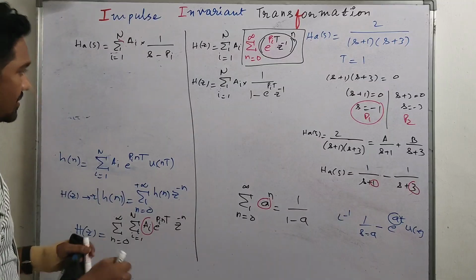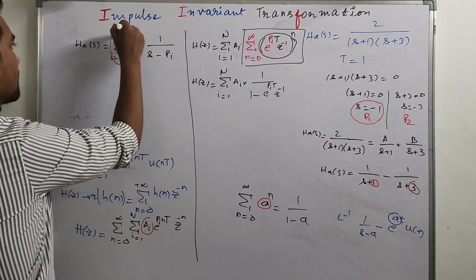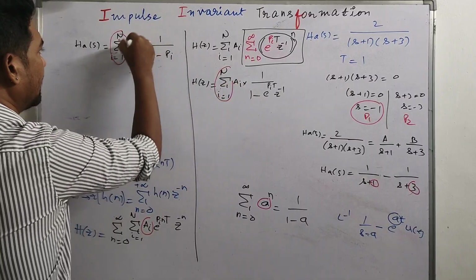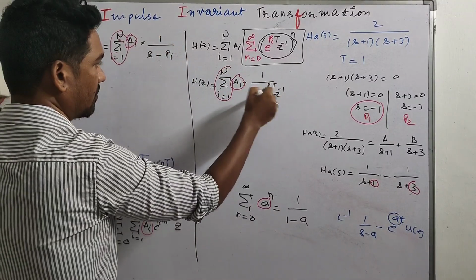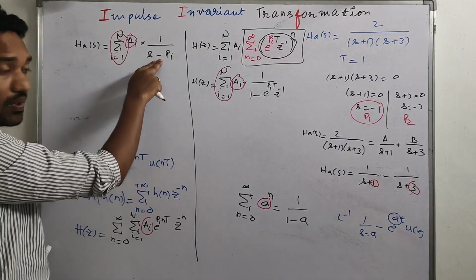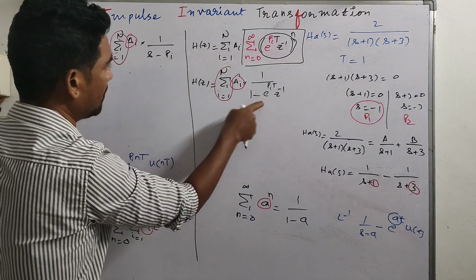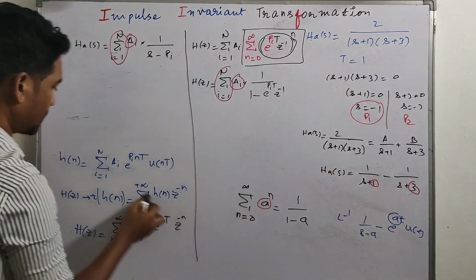All right, so guys, can you see some similarity between these two equations? The summation is the same: a_i and 1 upon s minus p_i, and 1 upon 1 minus this thing. So we start with this one and we end with this one. This is how we convert. Let me explain that by considering this numerical.